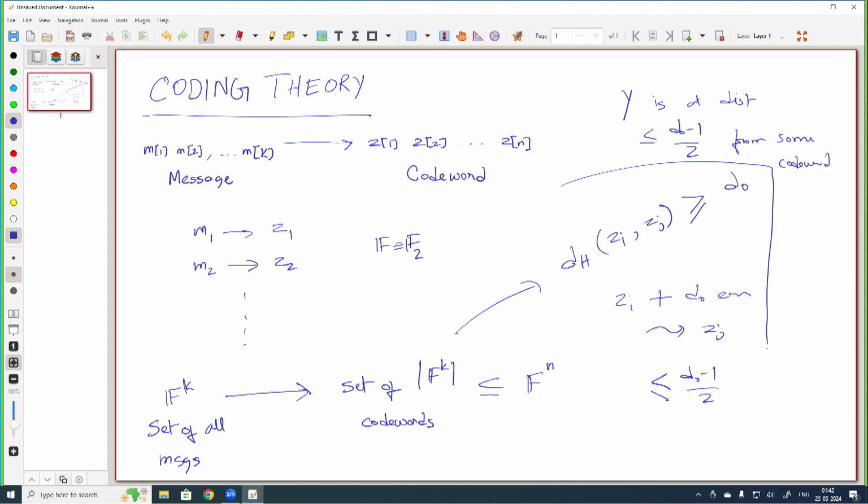So, originally somebody sent some code word, it was slightly corrupted, but then I look at this slightly corrupted code word and figure out what is the nearest code word to it. Because the minimum distance between two code words is at least d naught and the amount of corruption is less than half of that, there is a unique code word which is nearest to what I received, and therefore, if I can find that unique code word, I am done.